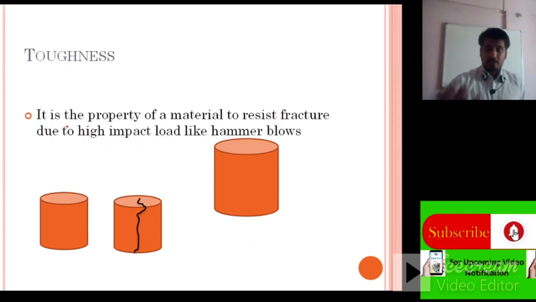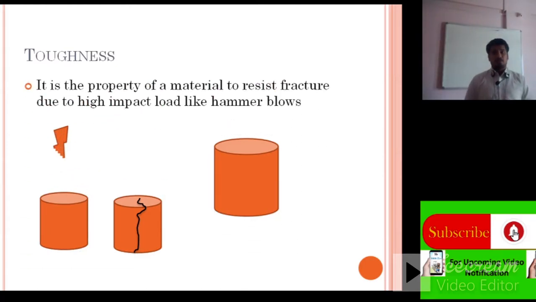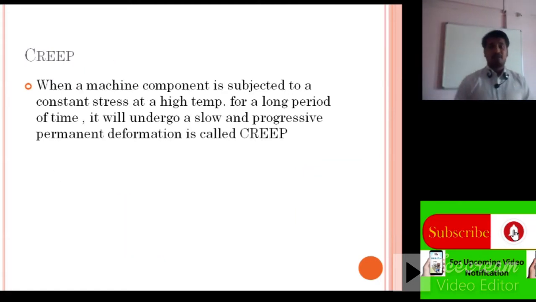Okay, here we have the statement of toughness. It is the property of a material to resist fracture due to a high impact load like a hammer blow. Okay, now you have to make a comparison between strength and toughness. This is the first assignment for you. Then the last point is creep. We will go through the statement first of all.